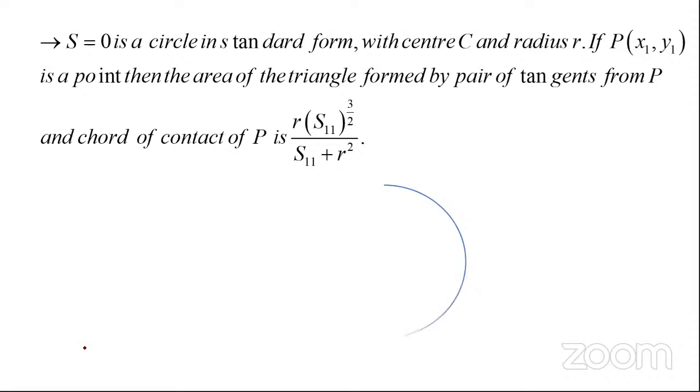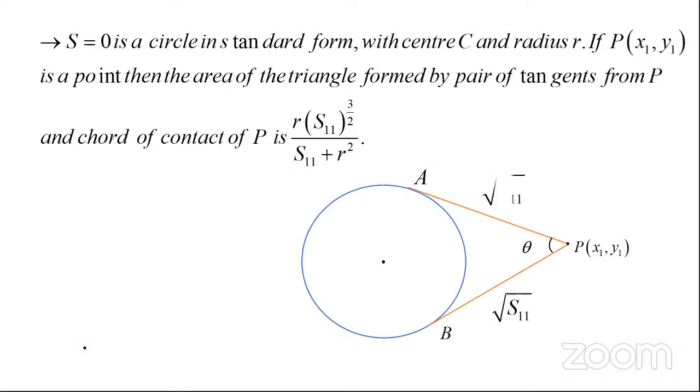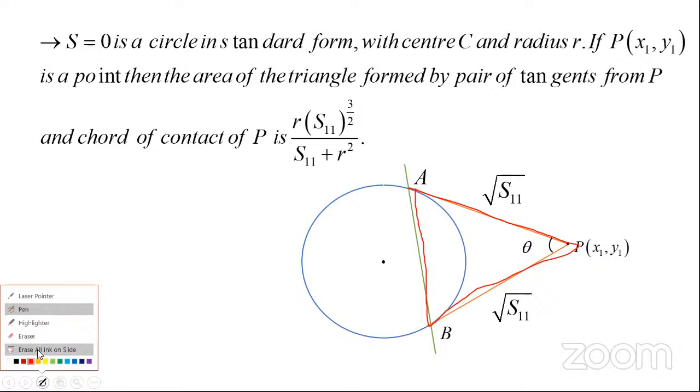Next, observe this figure. Yes, we have to find this area PAB. For that, the formula is r into s11 power 3 by 2 by s11 plus r square.